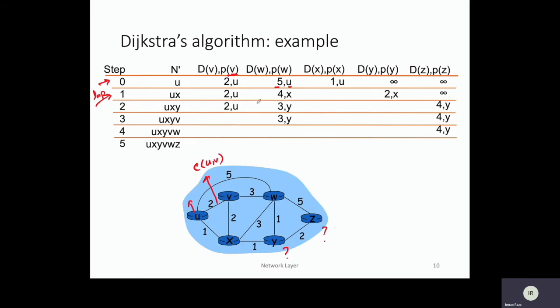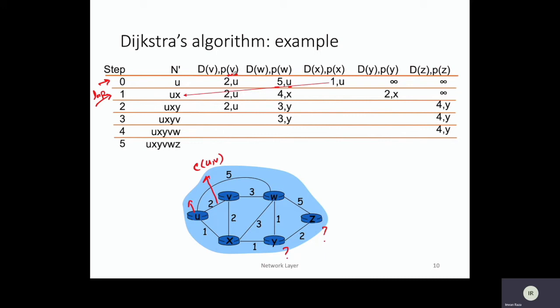So at the moment, we have the cost to reach 3 nodes. We have the cost to reach node B, the cost to reach node W, and the cost to reach node X. So what do you think, which node should be added into N? Yes, you're right. We will add X into N. Why? Because the cost to reach from U to X is minimum, right?